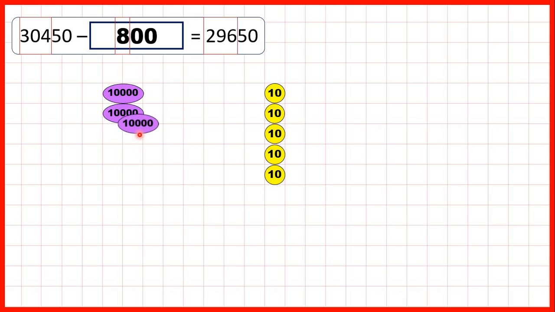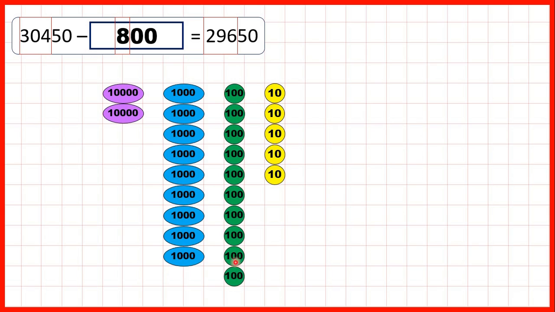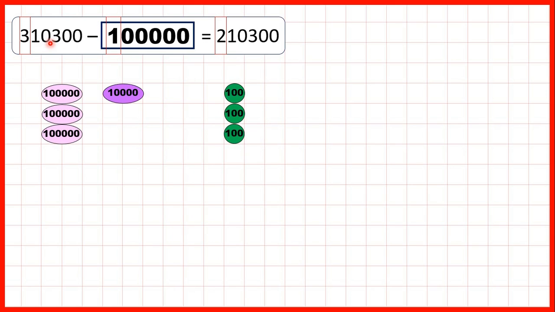But now to get more hundreds, we need to exchange. We can take one of our 10,000 counters and exchange it for 10 thousands, and then we can take one of our thousands and exchange that for 10 hundreds. So now, because we've already taken away 4 hundred counters, we can take away 5, 6, 7, 8, and we can see that that leaves us with 29,650. So here, the 10,000s, thousands and hundreds digits all changed, and that's because we needed to exchange to subtract 800.